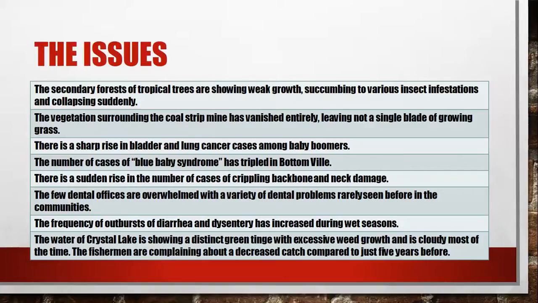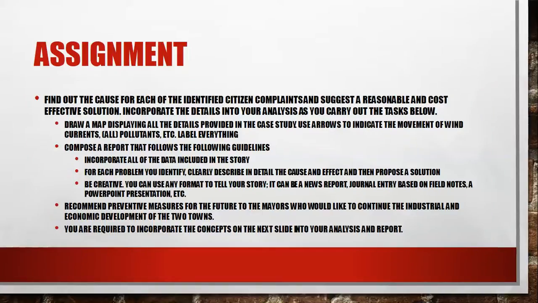So here's your assignment. The story is rich in details about industrial environmental pollution. Your job is to find out the cause for each of the identified citizen complaints and suggest a reasonable and cost-effective solution. You've got to incorporate all the details into your analysis as you carry out the following tasks. You're going to need to draw a map displaying all the details that are provided in the case study. Use arrows to indicate the movement of wind currents, all the pollutants, etc. Make sure you label everything.